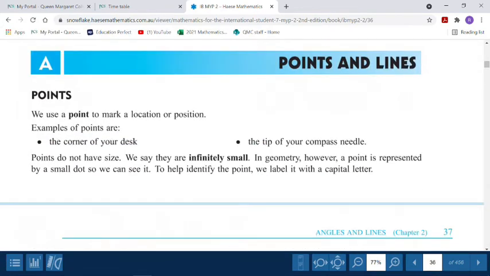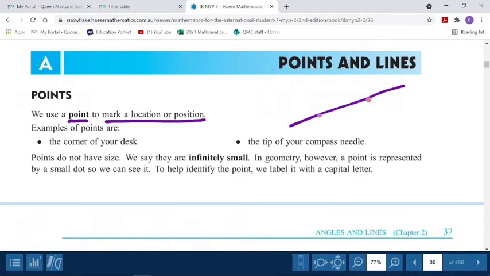So we're going to talk about points and lines. The first definition that you need is a point. A point is a physical thing, but it's really more of an idea. It's simply a way to mark a location or position. If you had a line, I can make a point anywhere along that line. Doesn't matter where it is.